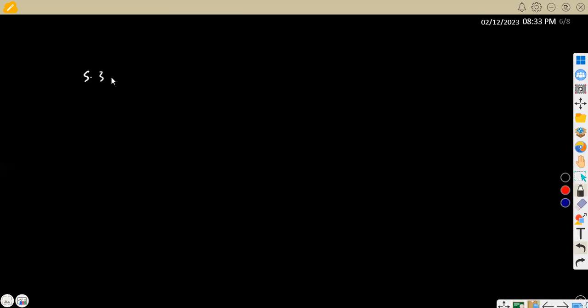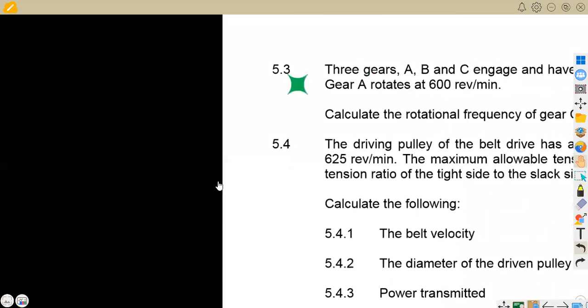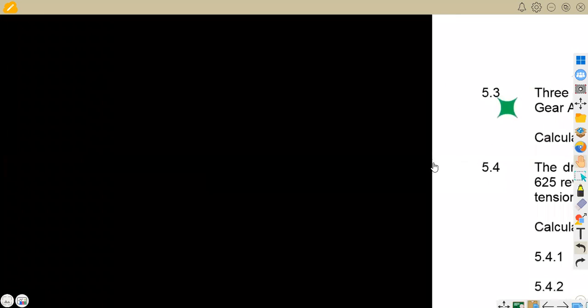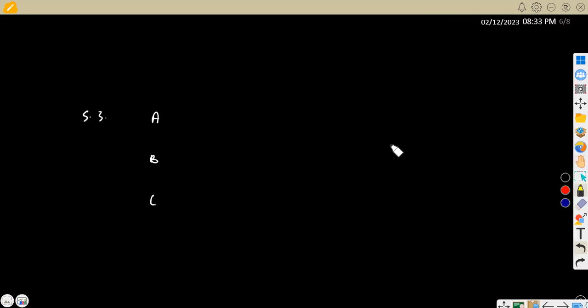So we are given three gears, that is gear A, gear B, and C. We are given the number of teeth, respectively, that's 70, 130, and 65. So we shall have the number of teeth for A, that's 70. The number of teeth for B, which is 130. Remember, it's respectively. The number of teeth for C, it will be 65.